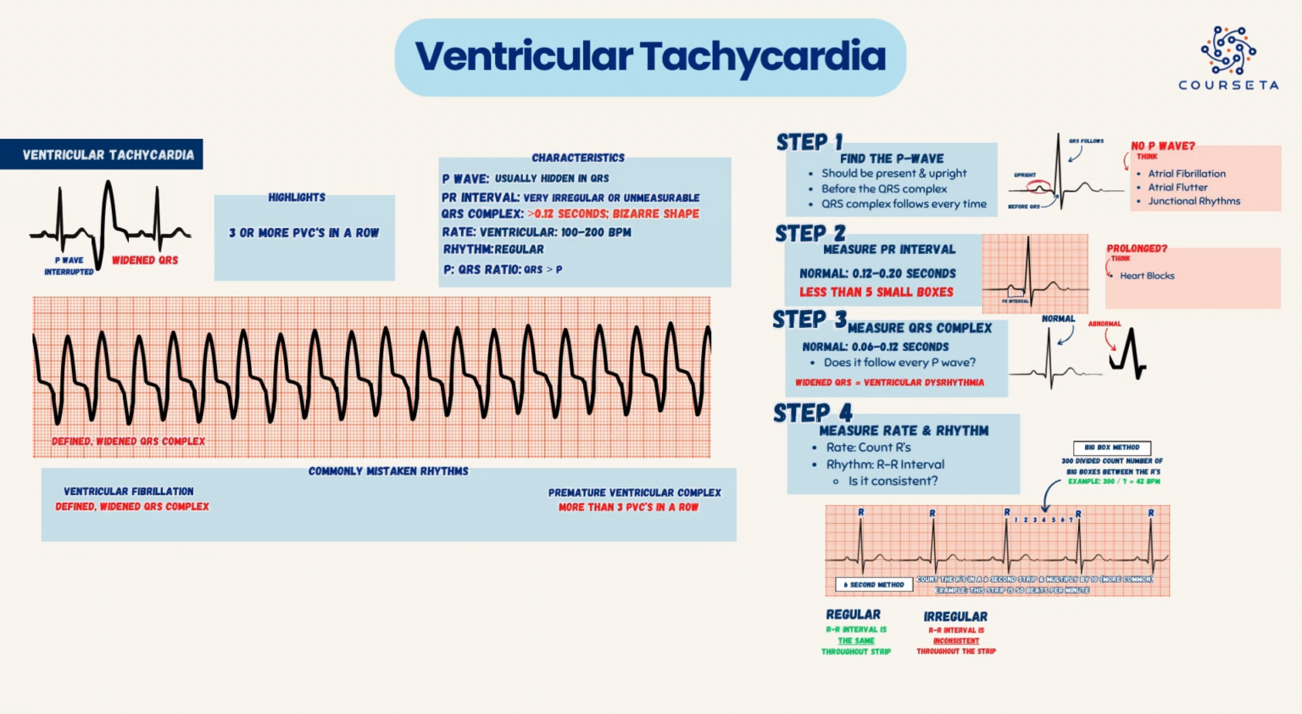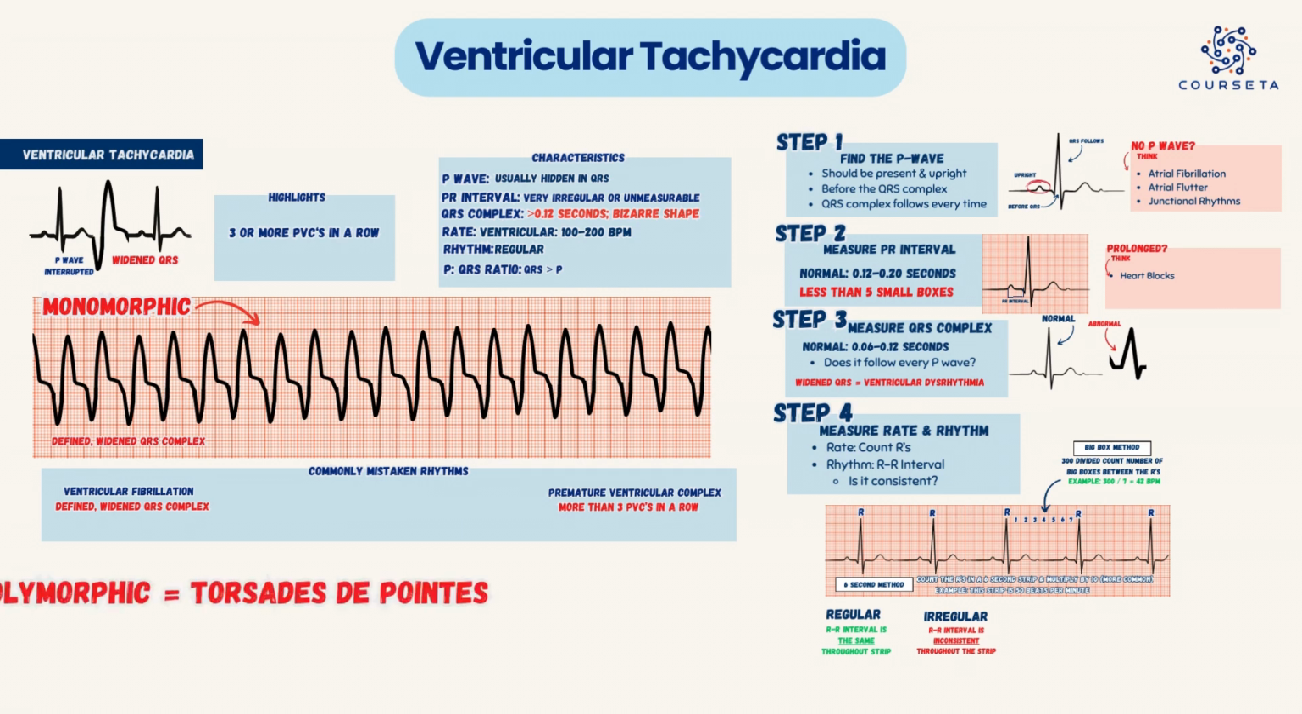Now there's some additional definitions that you might need to know, and write this down. Monomorphic versus polymorphic. Monomorphic means one, right? So we know that there is one type of widened QRS complex. So this example is a monomorphic ventricular tachycardia because all of those widened QRS complexes look the same.